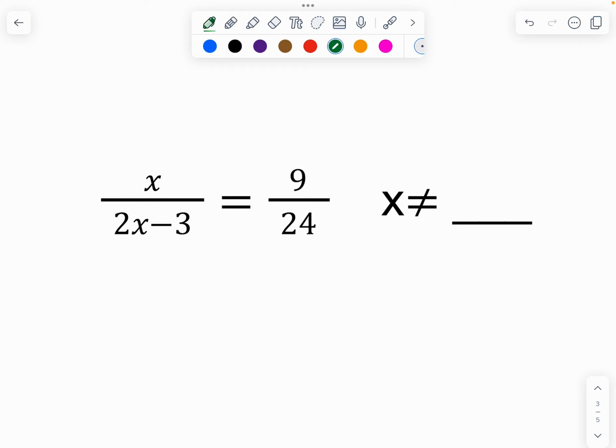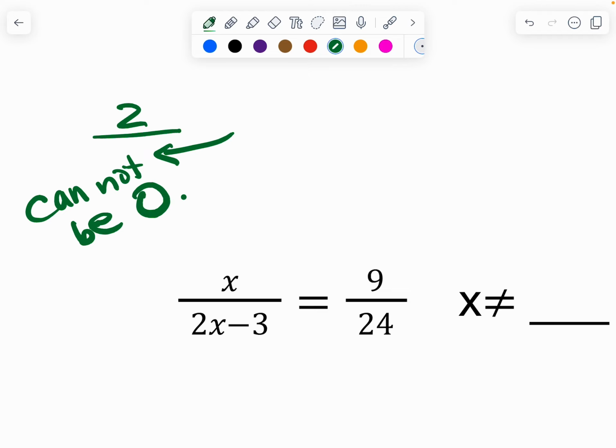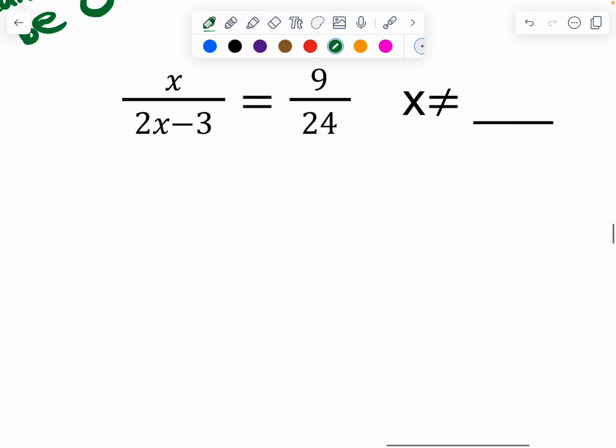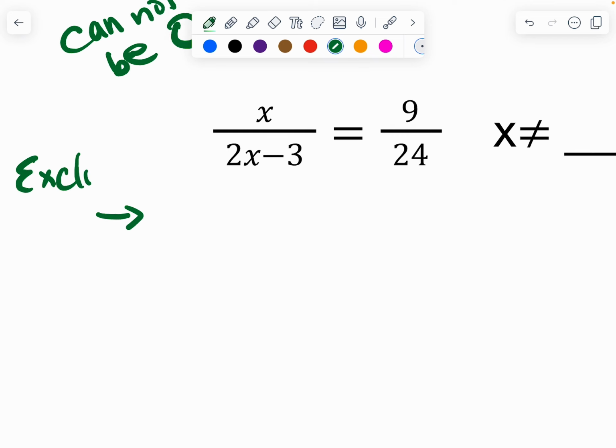Okay, now, all the ones that we've done so far have not had a variable in the denominator. This one's going to have a variable in the denominator, and remember that when you have a fraction, this number cannot be zero. So your denominator cannot be zero. So the first thing I'm going to do is look at what are called excluded values.